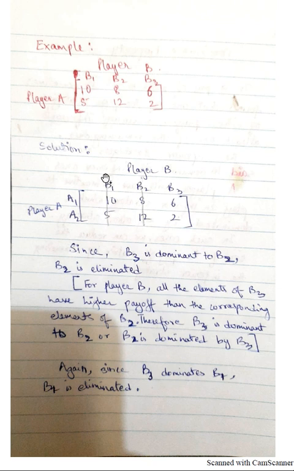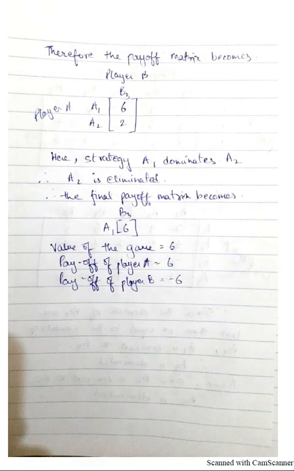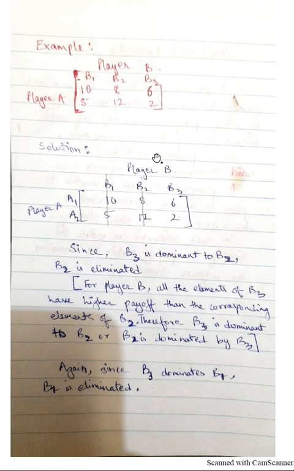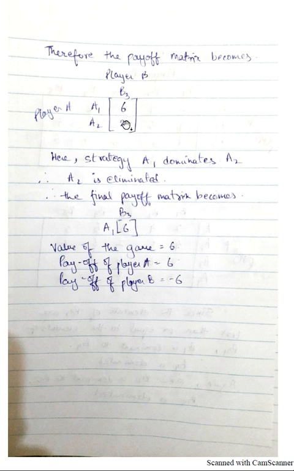So what are we remaining with right now? Since B1 and B2 are eliminated, we are remaining with the B3 strategy of player B, and A1 and A2 strategies of player A. So the payoff matrix reduces to this form. Therefore the payoff matrix becomes: player B, B3 is remaining; player A, A1 and A2 are remaining. The remaining payoffs are 6, 2. So we write 6 and 2 here.